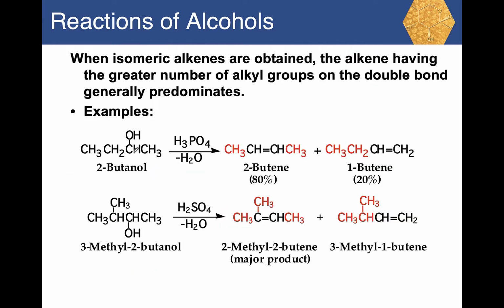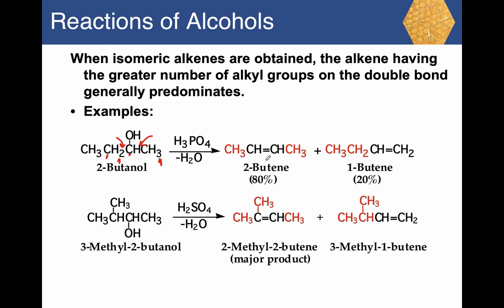Let's look at this here. Here's 2-butanol. Here's the carbon that has the OH. But on the adjacent carbon are 3 hydrogens, and on the other adjacent carbon are 2 hydrogens. So we can form a double bond either here or here. So there are 2 possible products. The question now is, which is the major product?